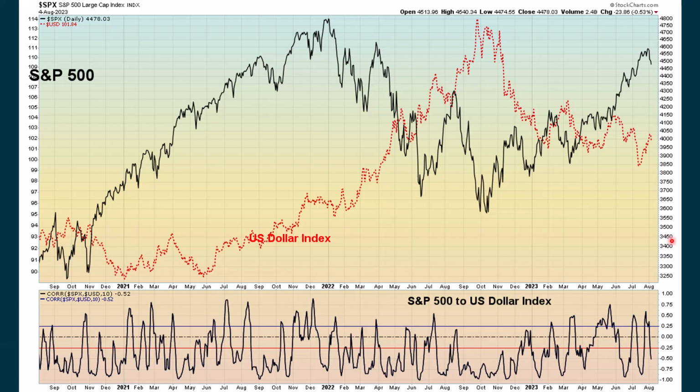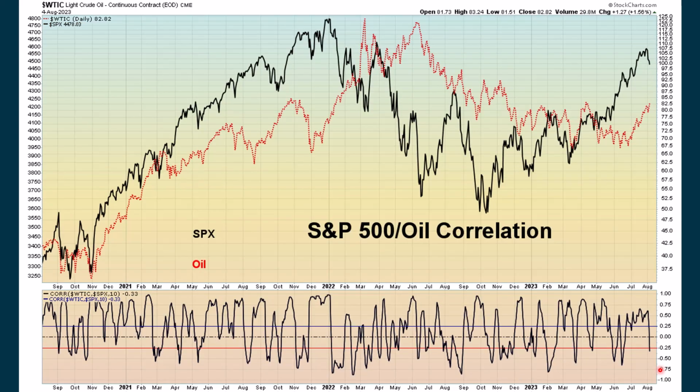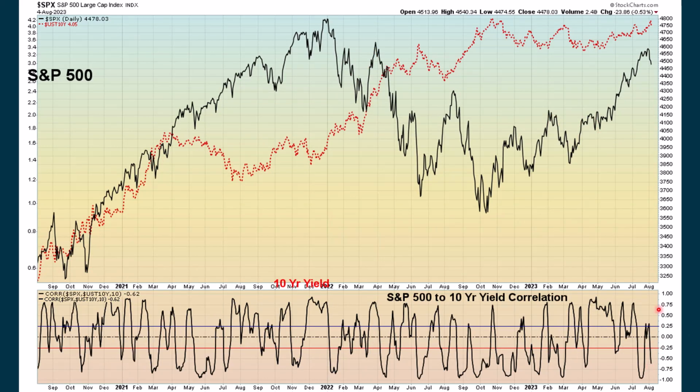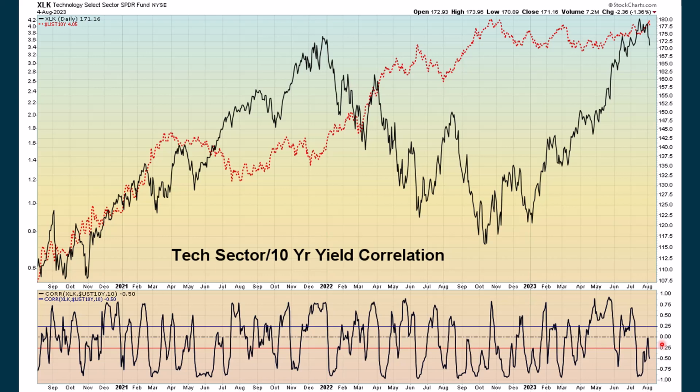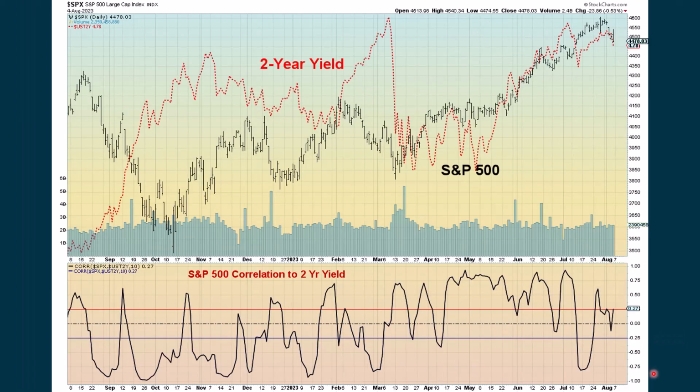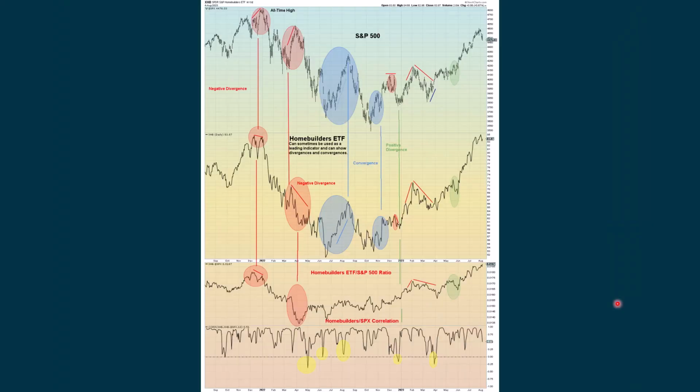Looking at some correlations, we compare the S&P 500 to the dollar. They're having a pretty strong tendency to go in the opposite direction. The S&P to oil, also a slight tendency to go in the opposite direction. The S&P to the 10-year yield, also opposite direction. The tech sector to the 10-year yield, opposite direction, but not really strong. The S&P to the 2-year yield, they're pretty much neutral right now, but they're having a tendency to go in the same direction.